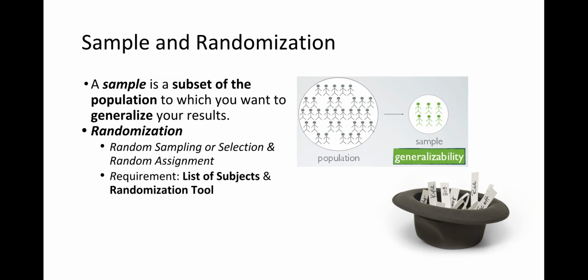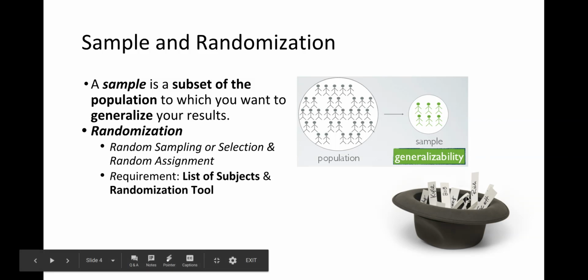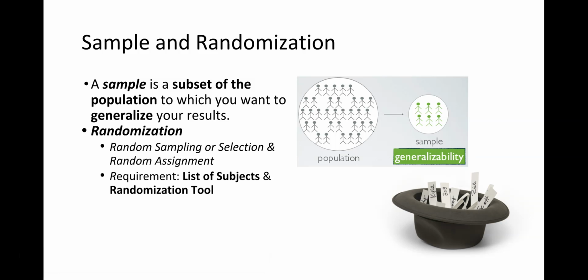To implement random sampling, we need a complete list of subjects, respondents, the population list. Sometimes we call it a population list. We need to have a list. And then a randomization tool. Randomization tools are relatively easy nowadays because you can use Excel, SPSS, other software, or rolling a dice. There are reasonably accessible randomization tools, but the most important and also challenging part is getting that list of subjects.